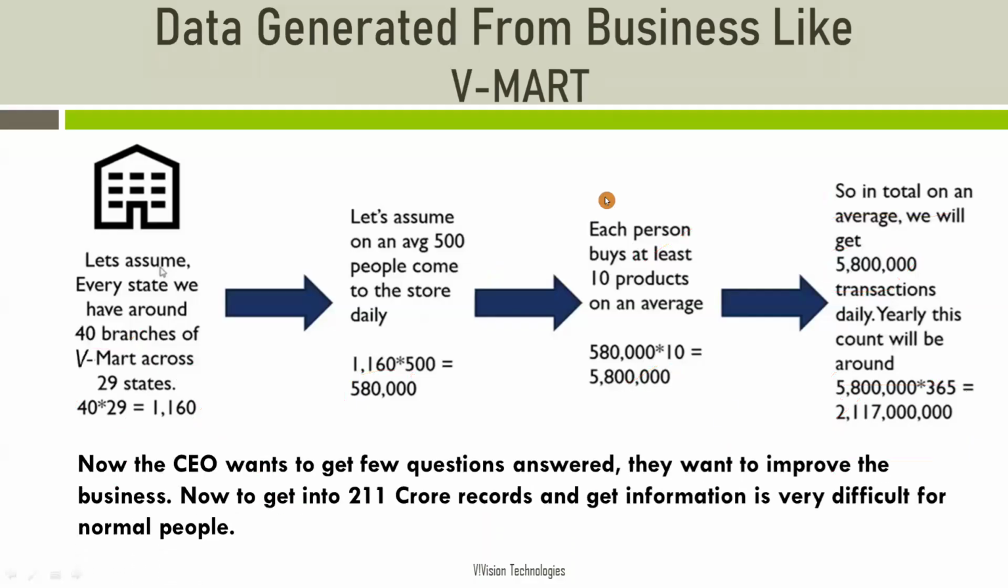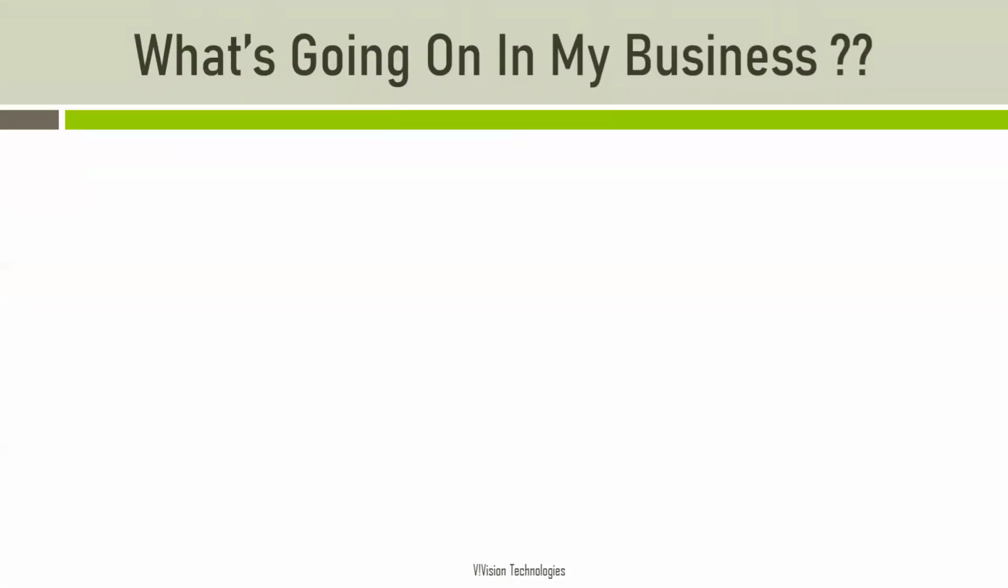Now the company CEO wants a few questions to be answered. They want to improve their business. So now how many records? 211 crore records. So it is very difficult to identify for normal people for which product I need to provide the discount. So what will these business organizations do? They are going to bid.